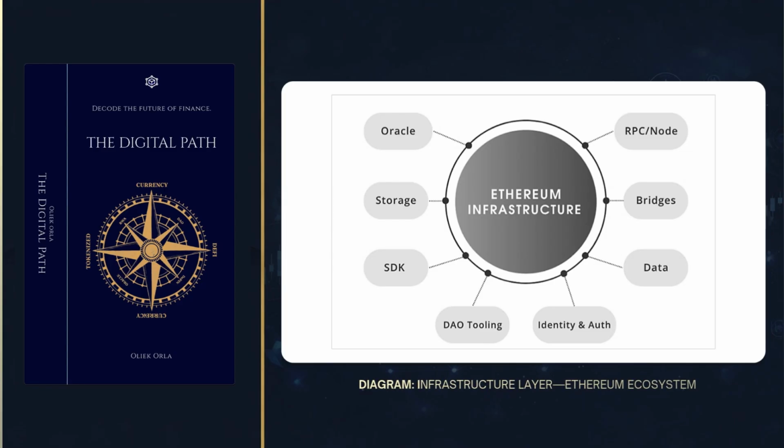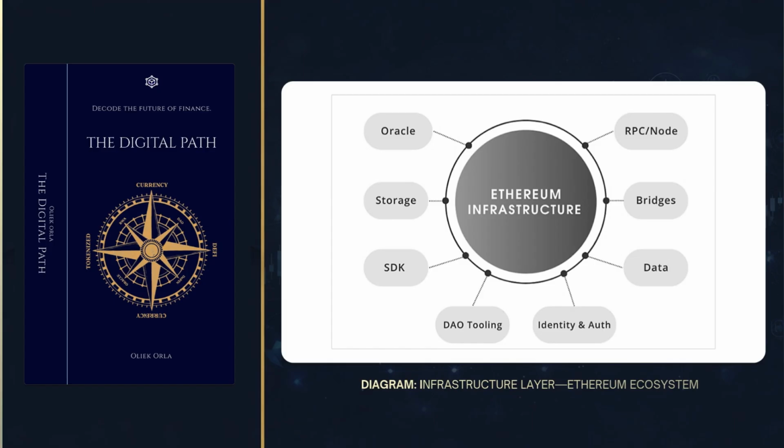Storage. Ethereum is optimized for executing logic and storing financial data, but it is not designed for large-scale data storage. This is why decentralized storage solutions such as IPFS and Arweave have become essential parts of the ecosystem.